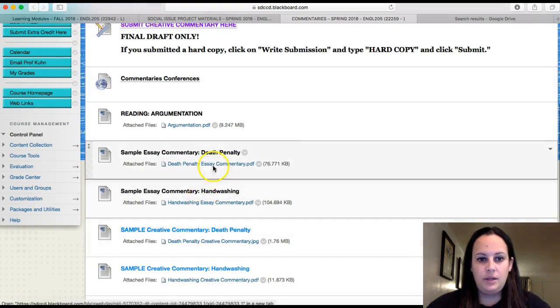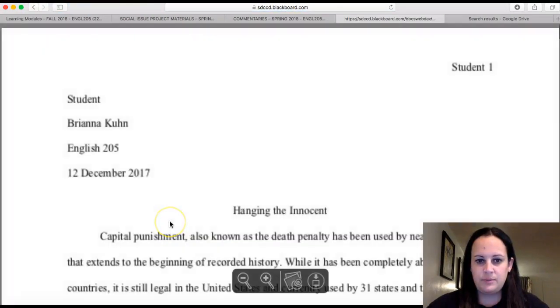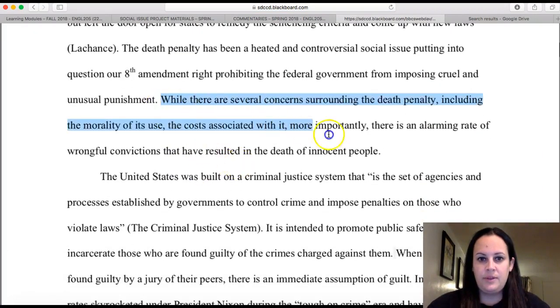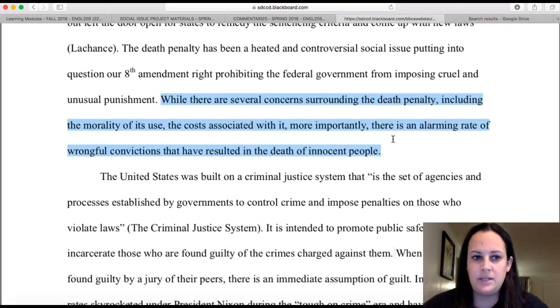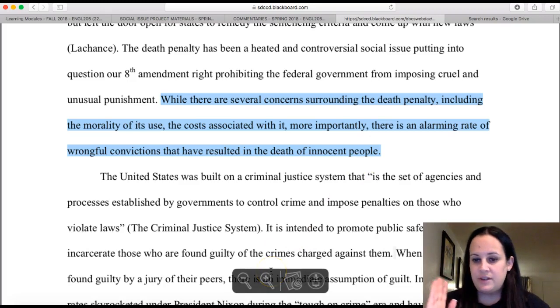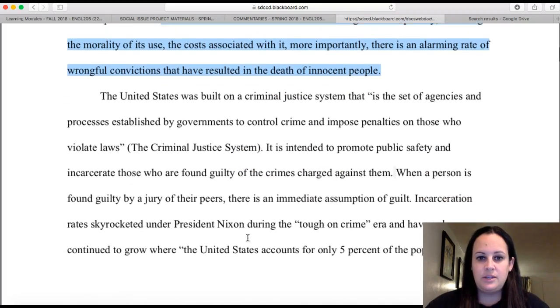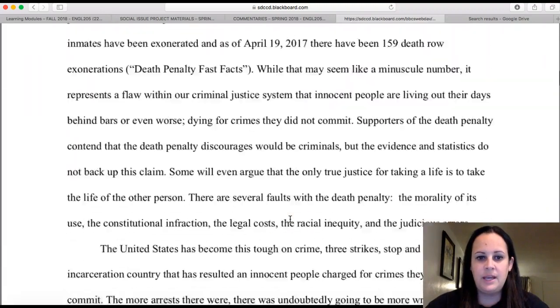Okay, here is the death penalty. I'm just going to show you this one. Now you can see here, while there are several concerns surrounding the death penalty, including the morality of its use and the costs associated with it, more importantly, there is an alarming rate of wrongful convictions that have resulted in the death of innocent people. This is a very straightforward argument. We can tell exactly where she stands. And then she goes on to talk about where the death penalty came from.